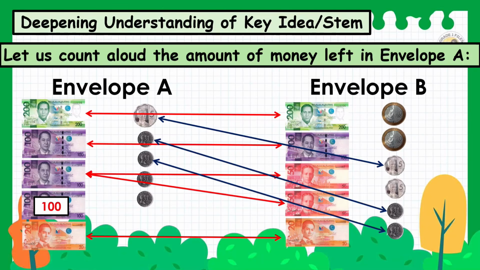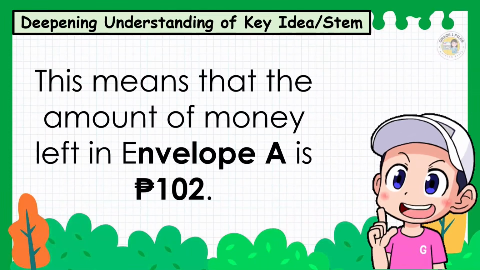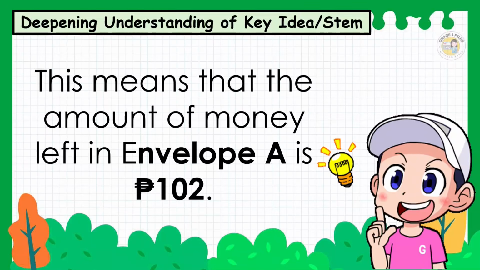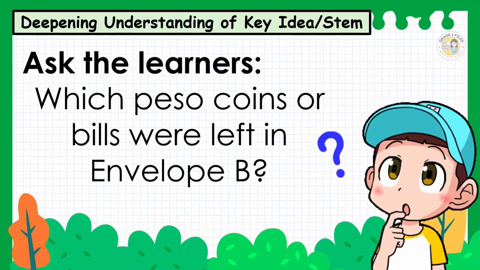100, 101, 102. This means that the amount of money left in envelope A is 102 pesos. Which peso coins or bills were left in envelope B?